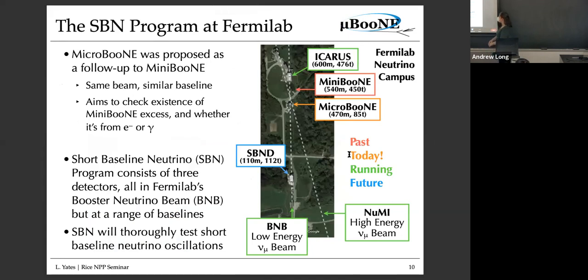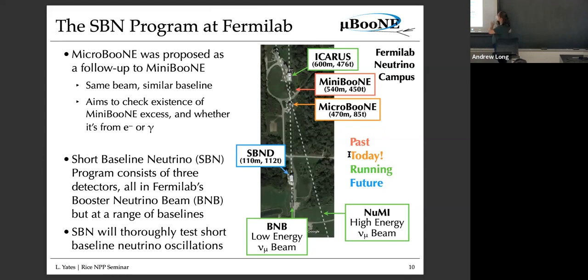So enter the SBN program at Fermilab, including MicroBooNE. So MiniBooNE is up there, pointed to by the red box. It looks like a little mound of dirt in this aerial picture, because that's what it looks like. But there's the sphere of mineral oil underneath that. Then we've got MicroBooNE, which is what I'm going to be talking about today. You can see them pretty much right next to each other in the Booster Neutrino Beam, which is running kind of bottom to top on the slide.